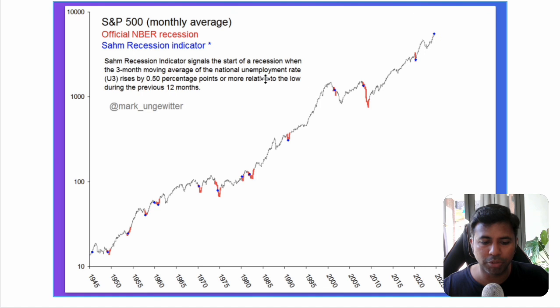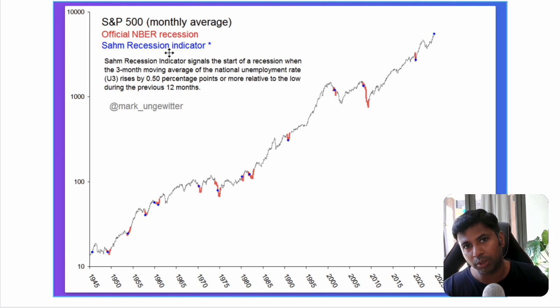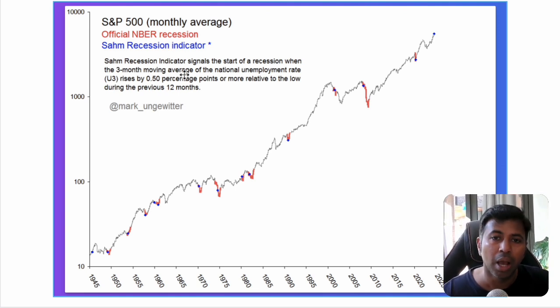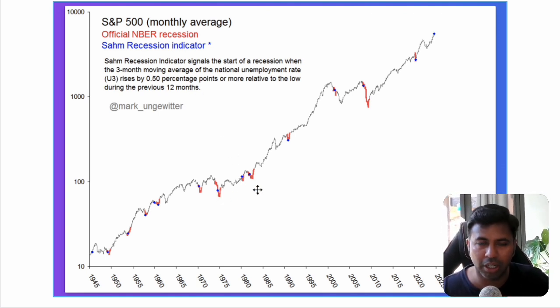So this was one of the charts that was shared on Twitter, and this compares the S&P 500 monthly average, and the blue one is indicating the months in which Sam's indicator triggered. If you look at all these data points, you can see that Sam's recession indicator has been 100% accurate in predicting recession. But what you can see in these data points is that it has been triggered either at a market high or even at a market low.